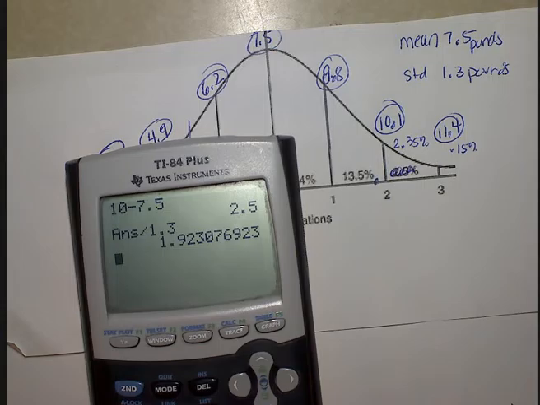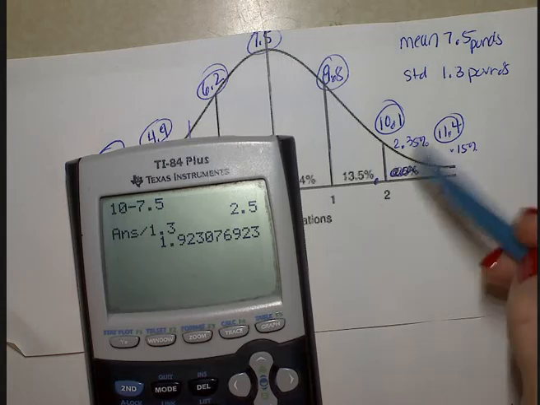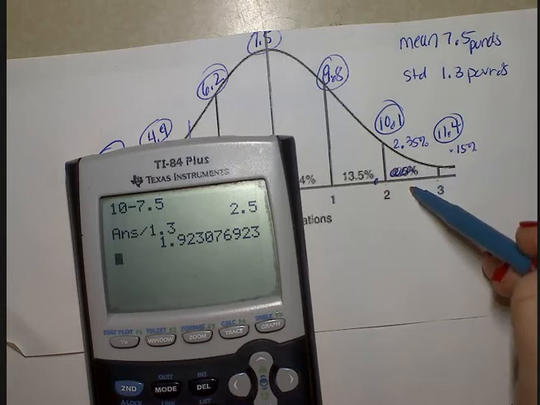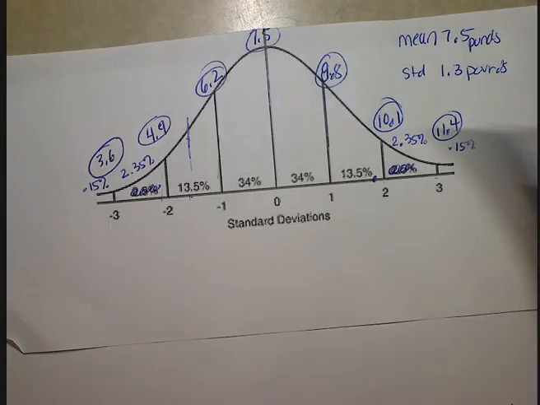What if I said a weight of 11 pounds? Well, let's just look. 11 pounds would be between 2 and 3, which means it's outside of the middle, so we'd say it's statistically significant. Great job. Okay, here's the next one.